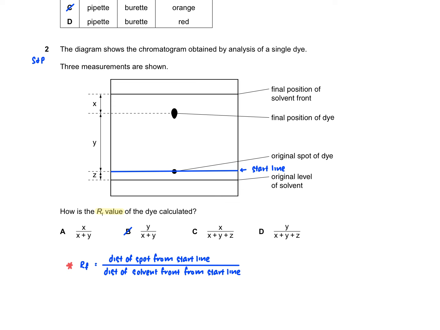So it's a reminder to you that the measurements are made relative to the start line, and it makes you identify the position of the start line as well. For this particular question, if you don't identify the start line, you may mistake the start line to be the original level of the solvent. Okay, the start line is also where we would put our original spot of mixture or dye. So once you have identified the start line, it will be very obvious that the RF value of the final position would be y over x plus y.